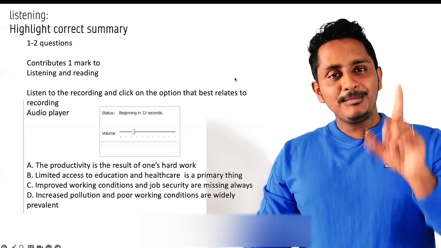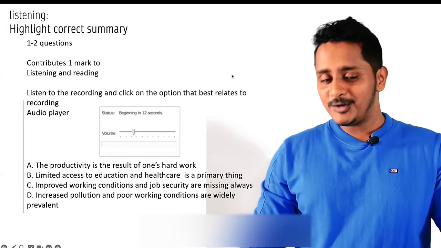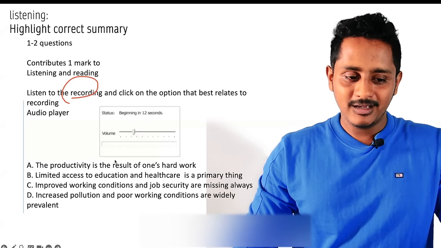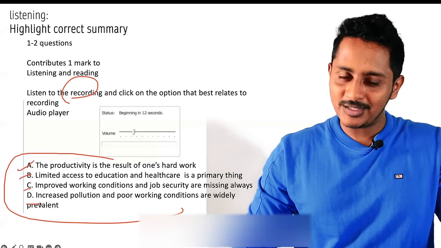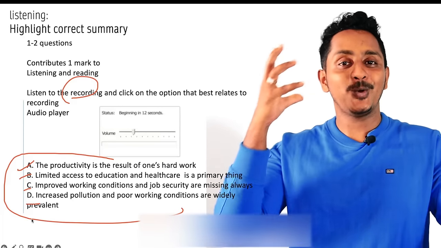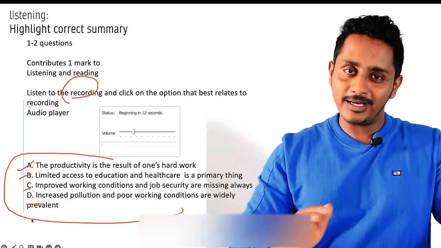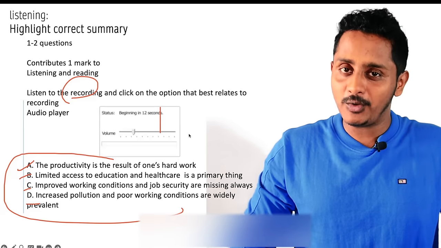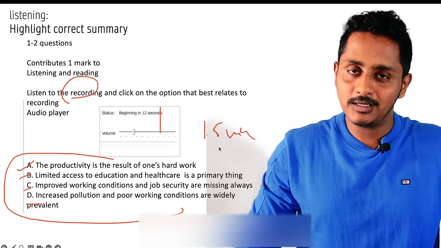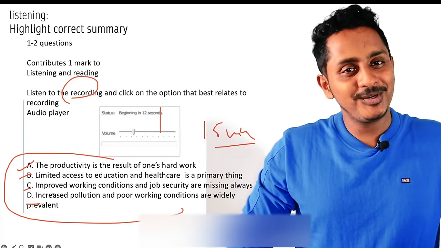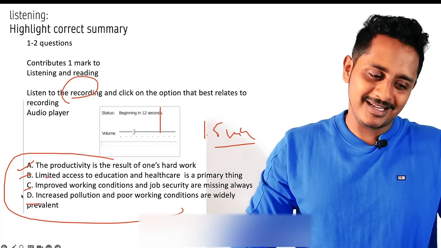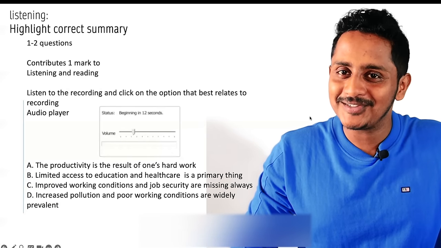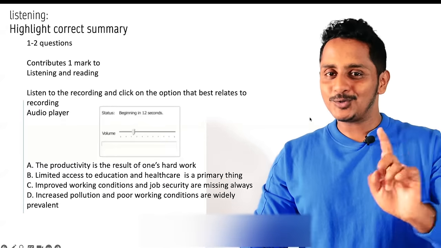Highlight correct summary, dummy module. Don't even try to understand what the module is about. But here, I'll just tell you, probably you need to listen to the audio, listen to the recording, and which among these options best summarizes the audio. Don't put your Einstein brain into this. If you can, well and good, but you need to get the answer the moment the audio ends. Probably 1.5 minutes the audio plays. After 1.5 minutes, you need to be ready with the answer. If you're not, then randomly select one and click the next button immediately and move on to the next question. Getting it? This will not score.